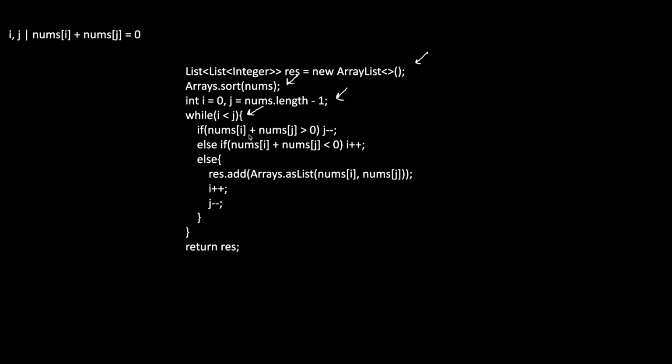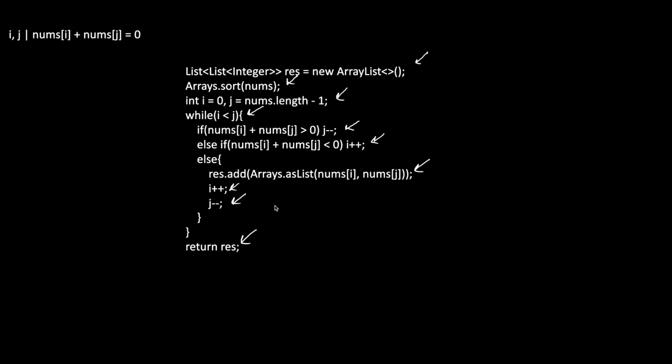So in case nums of i plus nums of j is greater than 0, you will decrement j. In case this is less than 0, you will increment i, and in case it is equal to 0, you will simply put i, j in the list and you will simply increment i and decrement j. So once this loop is done, you will simply return the resulting list, which will consist of all the pairs such that nums of i plus nums of j is equal to 0.